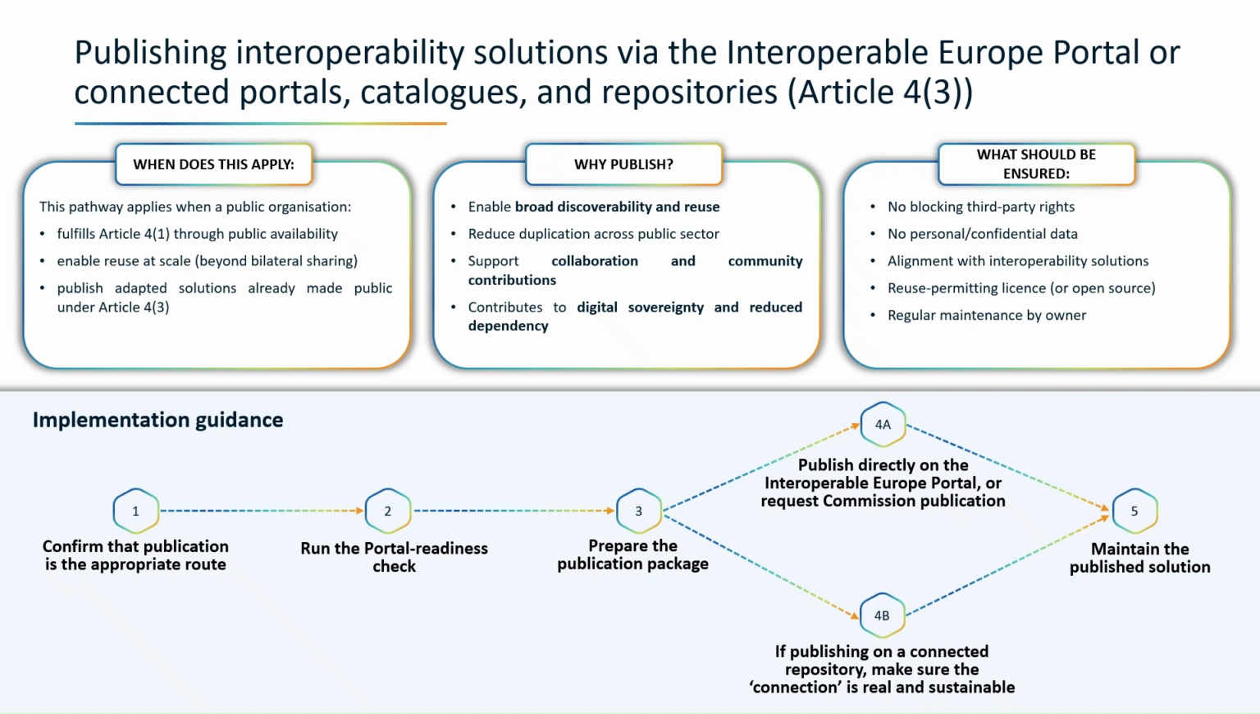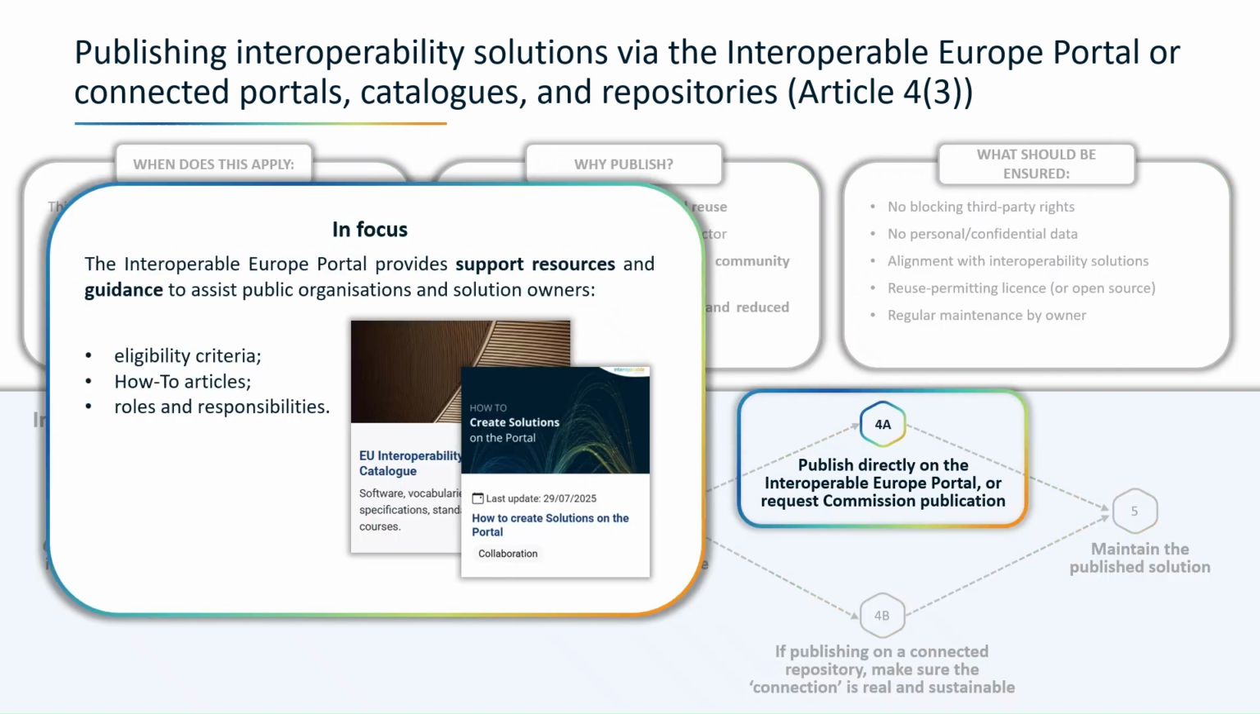The implementation guidance again follows 5 steps. First, confirm that the publication is the appropriate route. Second, run the portal readiness check. Third, prepare the publication package. Then fourth, either publish the solution directly on the portal or through a connected repository. And fifth, maintain the published solution over time. Again, the Interoperable Europe portal provides support resources to help public organizations and solution owners with publication.